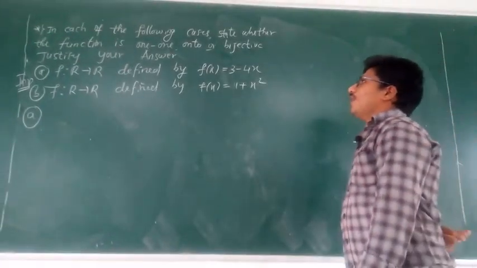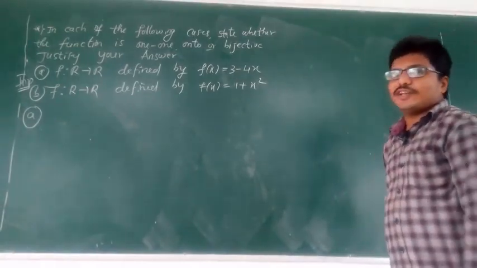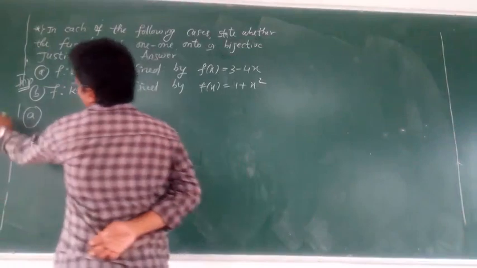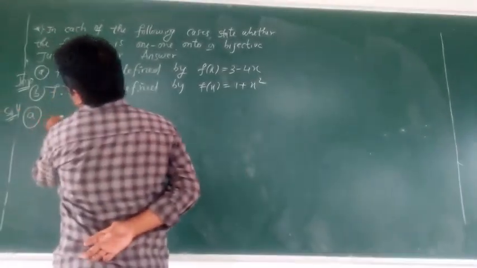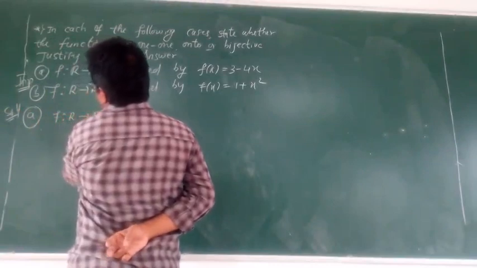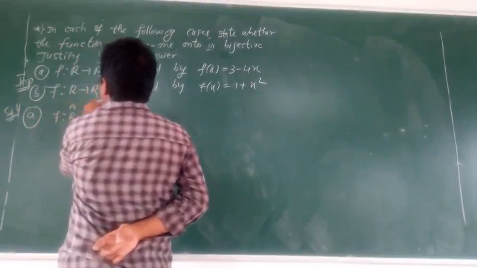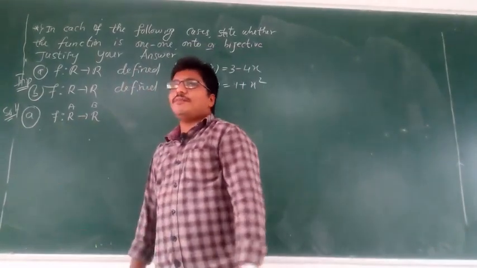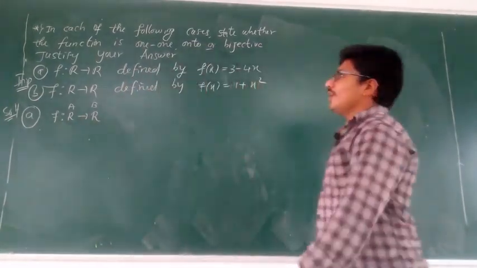f from R to R is defined by f of x is equal to 3 minus 4x. I should solve this first question. What are they given? Solution. First, the function is a mapping from R to R. This is A, this is B. Function means mapping from real numbers to real numbers; both sets are real numbers.